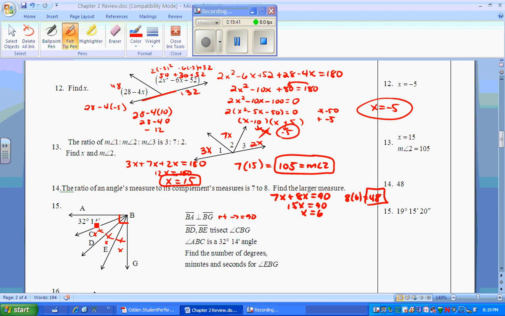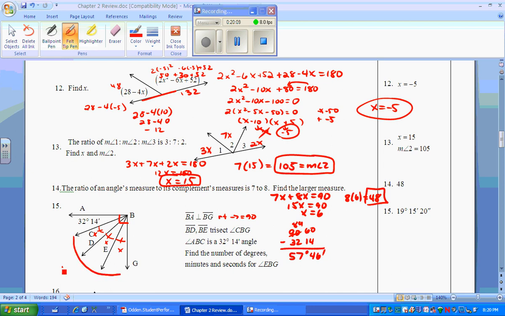So we have to use our minutes and seconds. We want to find EBG, so we want to find one of these sections. So where do we start? We start by saying, hey, we have 90. Let's subtract 32 degrees 14 minutes. Well, we have to borrow. So this becomes 89 degrees 60 minutes. Subtract the 2, we get 57 degrees 46 minutes.